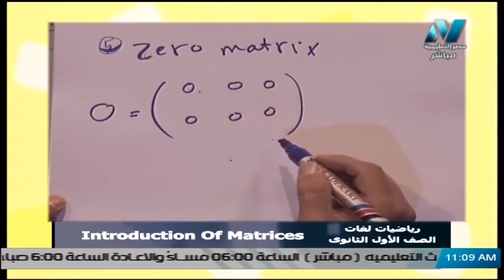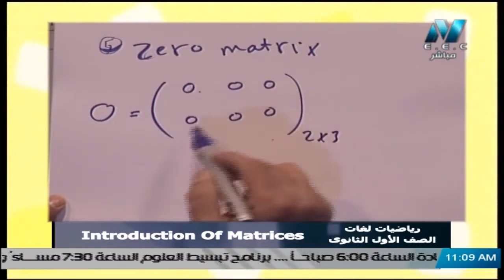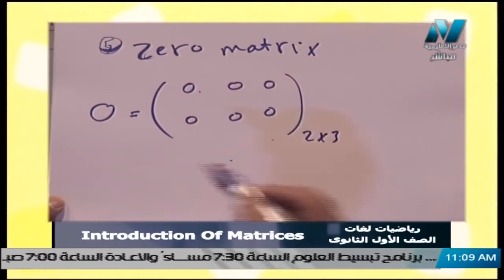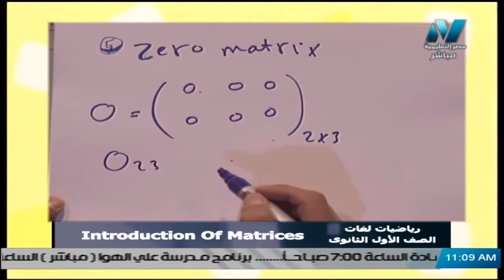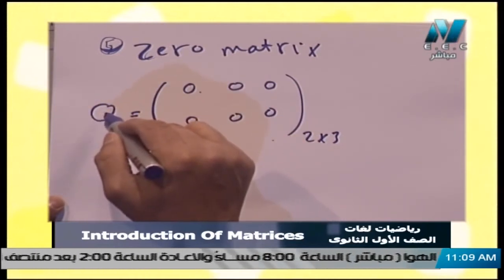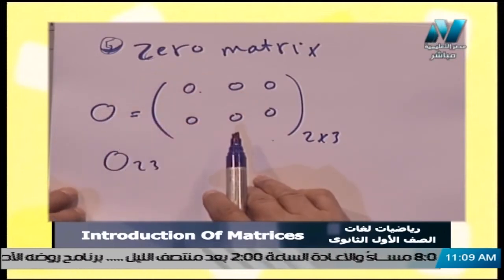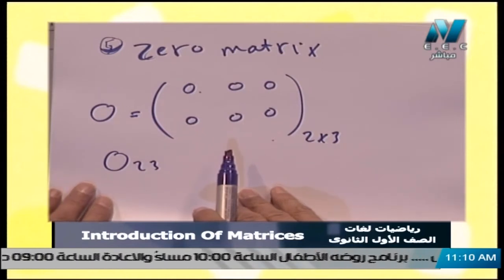This zero matrix is of order 2 by 3 because we have 2 rows and 3 columns. So it's O, 2, 3. And we symbolize it by capital O. Okay? It's the null or zero matrix. Okay?